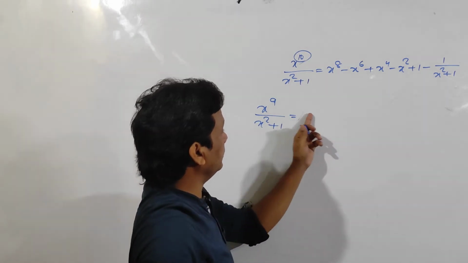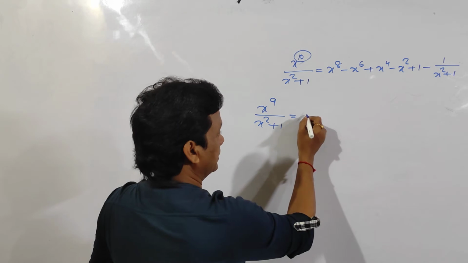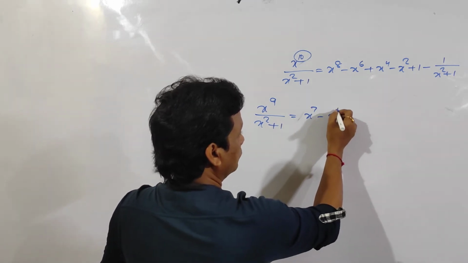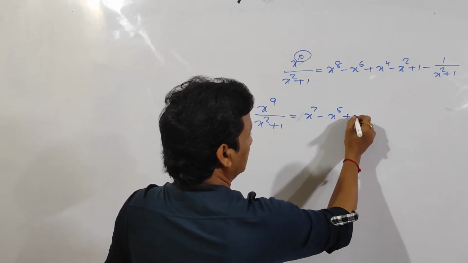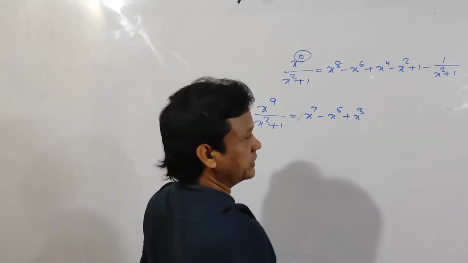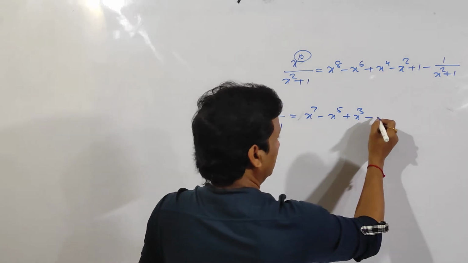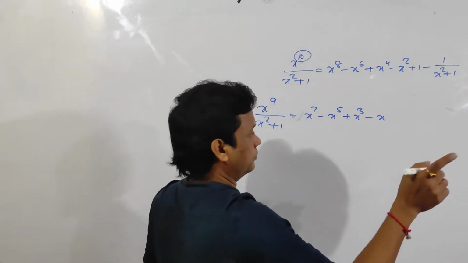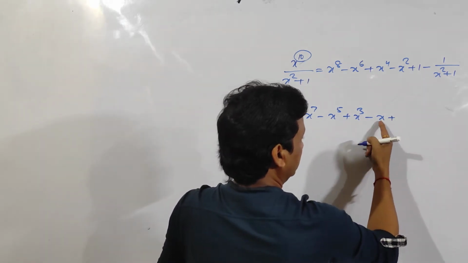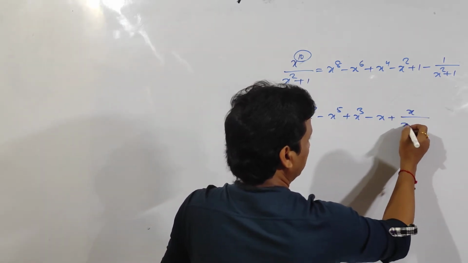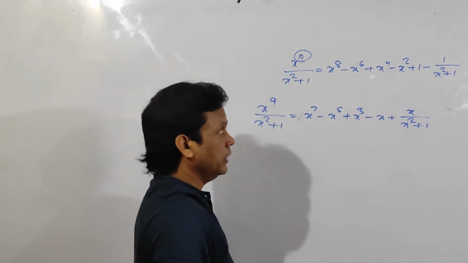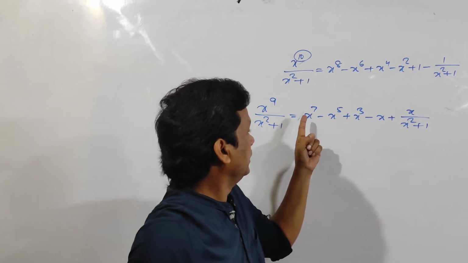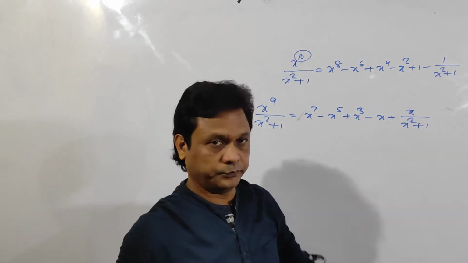then what will be the answer? 9 minus 2 is 7, x to the 7, then 7 minus 2 is 5, x to the 5, and then plus x cubed, because 5 minus 2 is 3, then 3 minus 2 is 1, then minus x, then 1 minus 2 will be a negative power, so exclude that one, then plus the last term is x by x squared plus 1. And I have told you, you should give the alternate sign, plus minus plus minus. Here also plus minus plus minus plus.